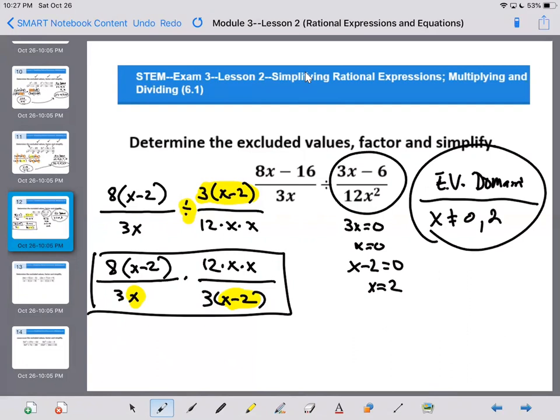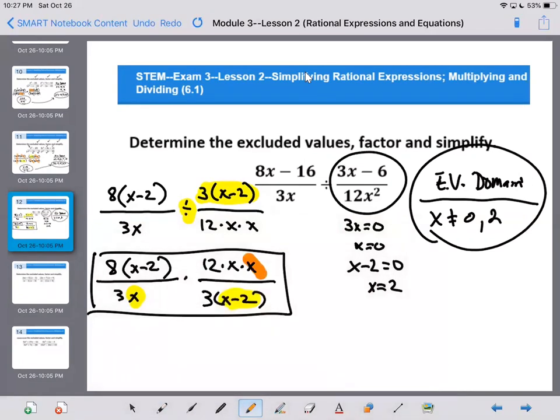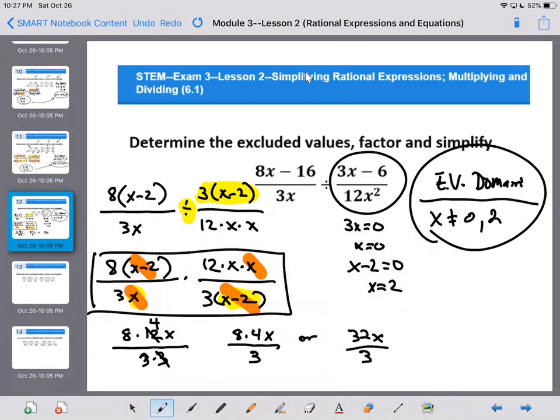And now you just go and start looking at what you can divide out. Okay, so one of the x's here, one of the x's here. X minus 2, x minus 2. So what you're left with is 8 multiplied by 12x divided by 3 times 3. So one of these 3's will divide that 12 to give you 4. So now you have 8 times 4x divided by 3, or 32x divided by 3. You would leave it as that along with the excluded values of your domain.